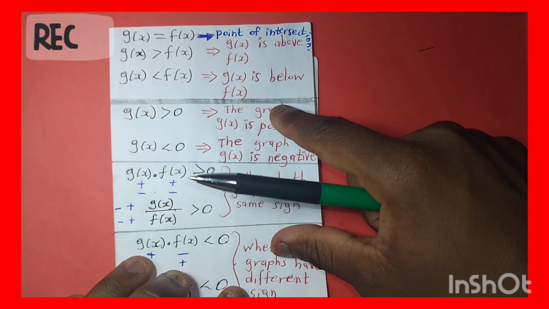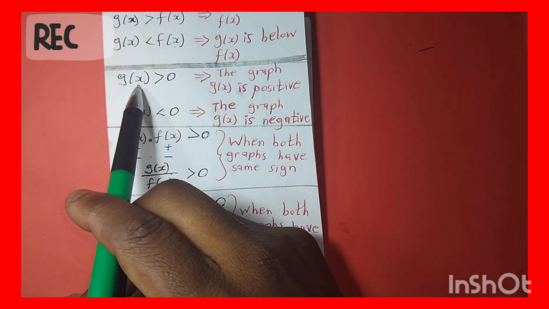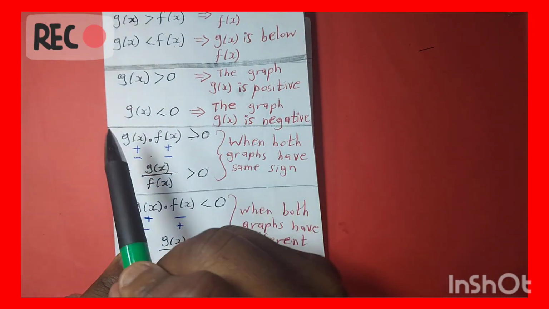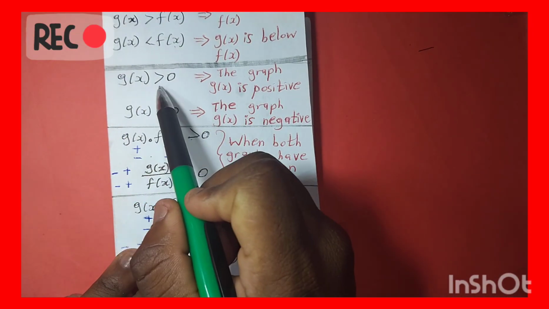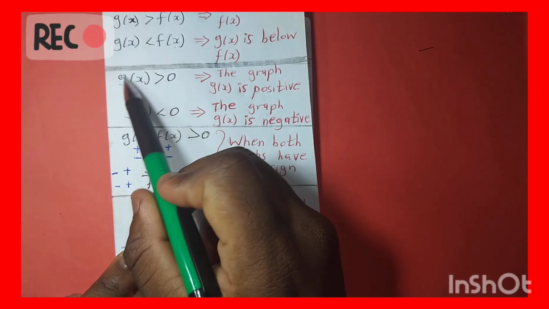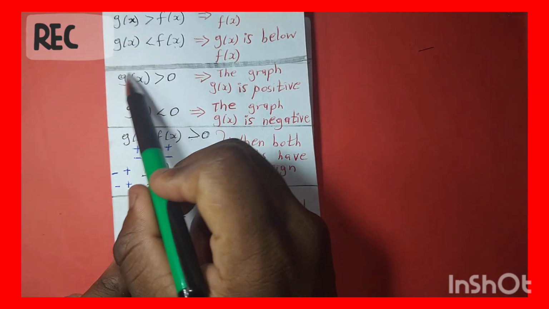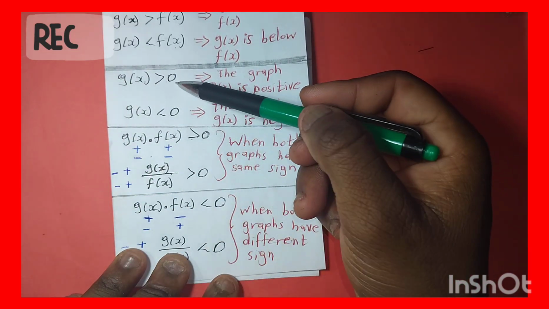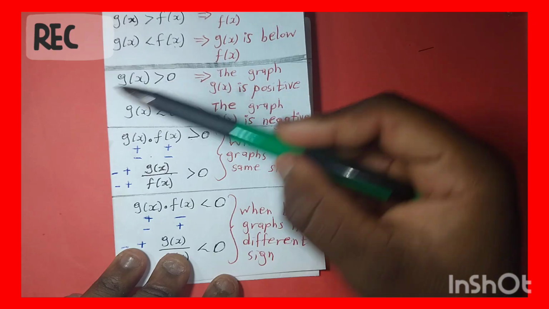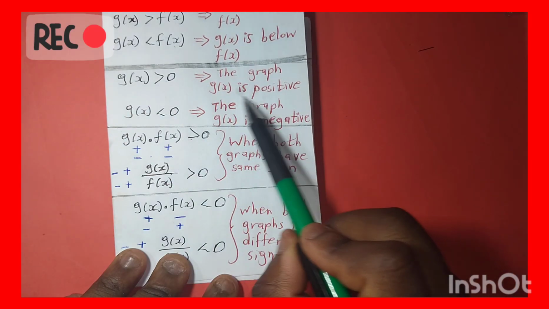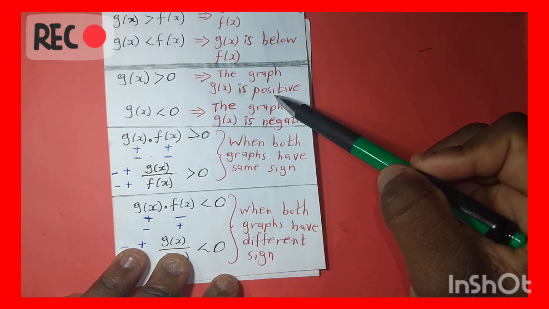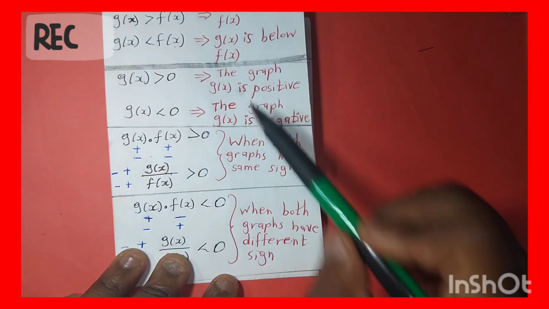So if now you see something like this, where here it's 0, and they say g of x is greater than 0, what does that mean? Something which is greater than 0, guys, is something that is positive. It simply says that the graph there is positive. The graph has positive values there.